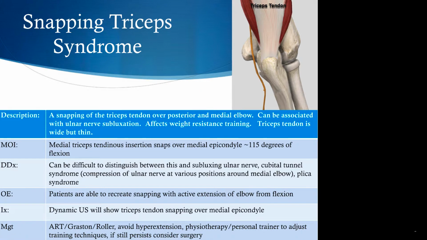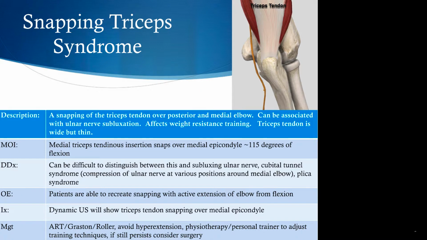Other conditions to consider are cubital tunnel syndrome, which is compression of the ulnar nerve at the various positions around the medial elbow, and plica syndrome. Patients are able to recreate snapping with active extension of the elbow from flexion, and this can be confirmed with dynamic ultrasound, which will show the triceps snapping over the medial epicondyle.